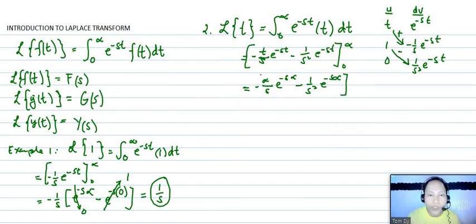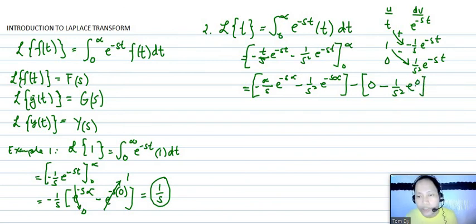This is upper limits minus the lower limits, that is 0. So we have 0. This t is 0 times this one, that is of course 0, minus this one, 1 over s squared e raised to s times 0 equals 0. So this is e raised to 0. This one, e raised to 0, is equal to 1 times s squared. Take note of this one.